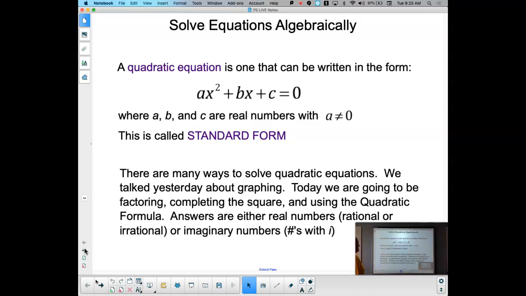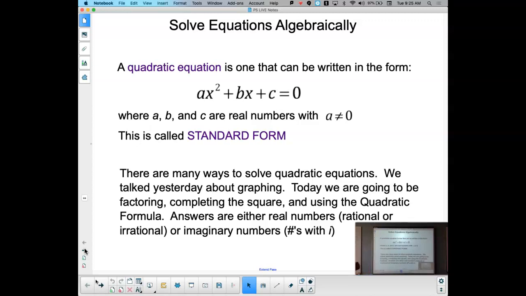So, yeah. So a, b, and c are real numbers, and a is not equal to 0, because if a is equal to 0, then that part gets covered up, and that x squared term gets eliminated, and so you just have a linear equation.